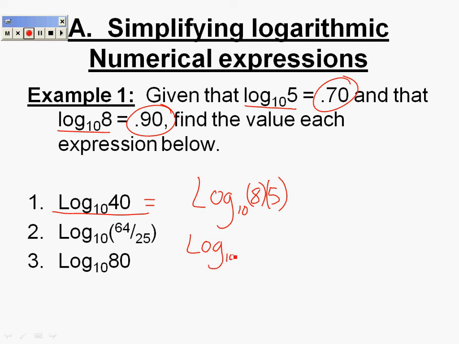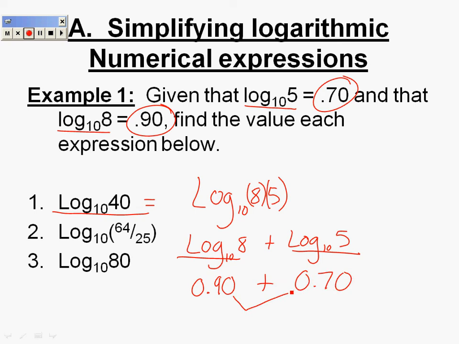Now, I'm separating these because I know what they each are separately, right? What does log base 10 of 8 equal to? Look at your directions. It's 0.9. I'm going to put a 0 in the front so you guys know there's a decimal there, okay? A lot of times people don't put zeros, I'll put it there for now. And what about log base 10 of 5? 0.70, right? Now, we can just add these together, and we're going to get 1.6. So, in other words, I use something I know to find something I don't know. Okay?